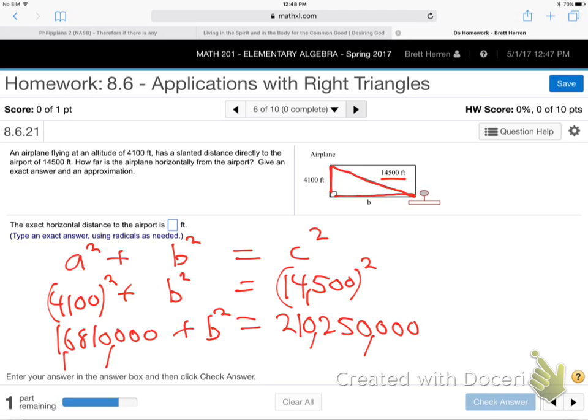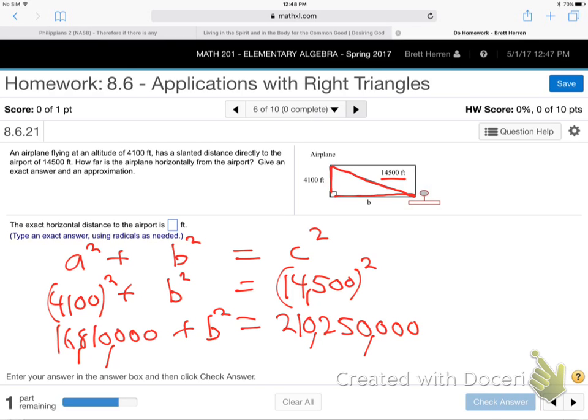Your commas are wrong. For the first one. Oh, are they? Isn't it 16 million something? Isn't it 16,810,000? Oh yeah, look at my comma. Sorry. You're totally right. Thank you. 16 million. Yeah. 810,000. I was making up some new comma scheme.